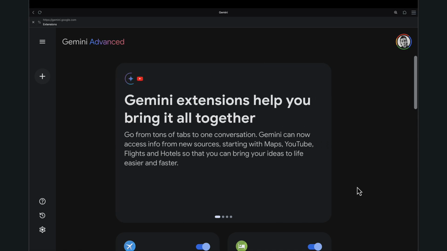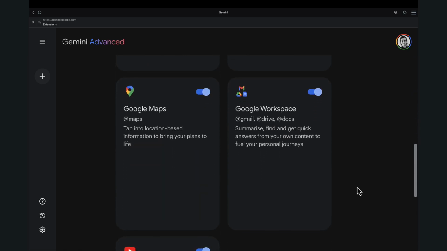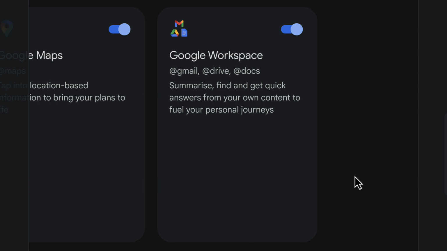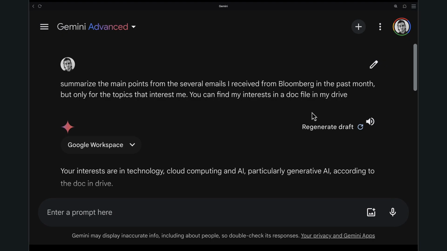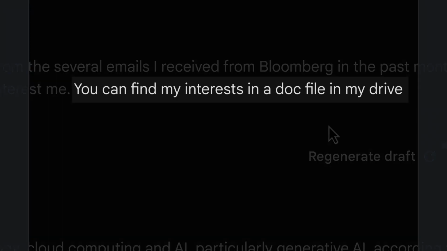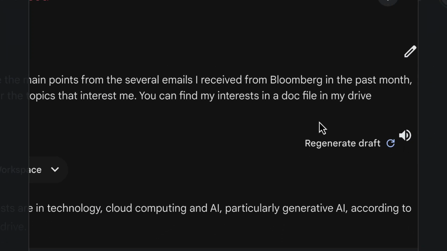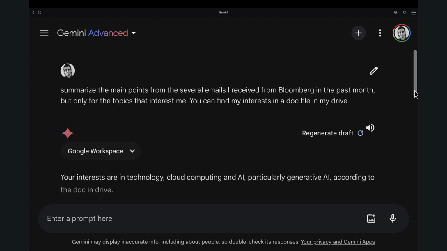If you have Gemini Advanced, you can actually implement a memory function using the Google Workspace extension. For example, if you have a doc in your drive that has your interests or any kind of contextual information about yourself, you can actually refer to that doc in your Gemini prompt. So for example, here I told Gemini that it can find my interests in a doc file in my drive. I wasn't even explicit about the title of the file.